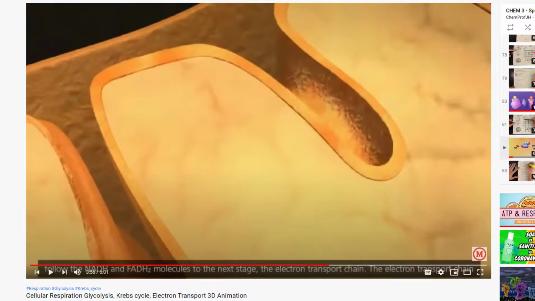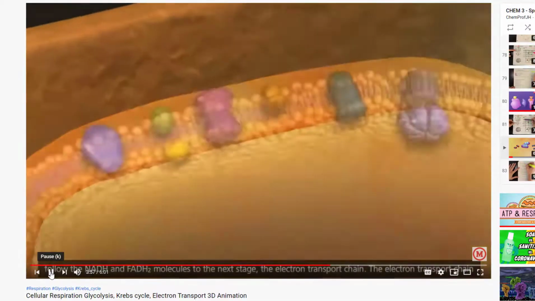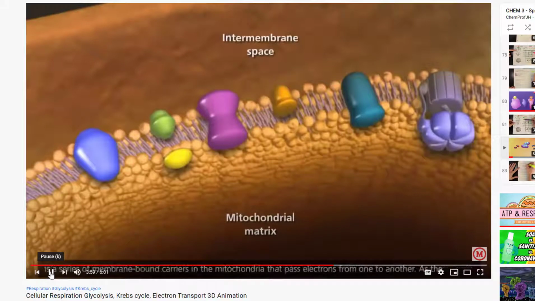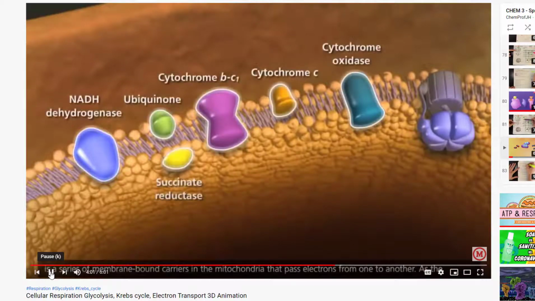All right, so let's go back and see what happens in our final pathway. The electron transport chain is a series of membrane-bound carriers in the mitochondria that pass electrons from one to another.